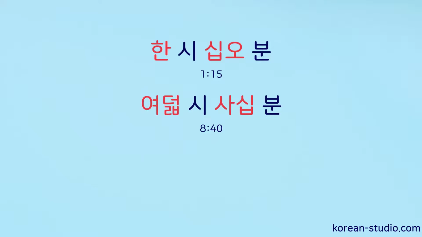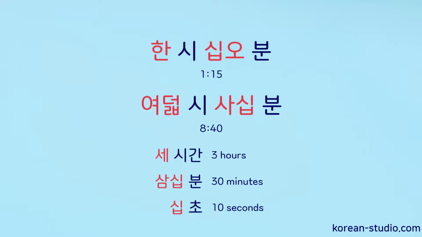And similarly, when we count hours, minutes, and seconds, we use both native Korean numbers and Sino-Korean numbers. So 3 hours in Korean is 3시간. 30 minutes is 30분. And 10 seconds is 10초. So we use different number words to count different time measurements.